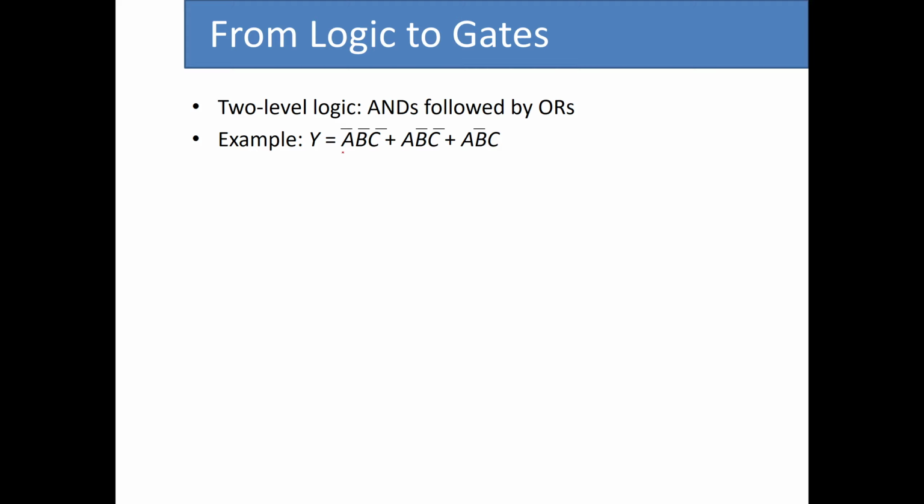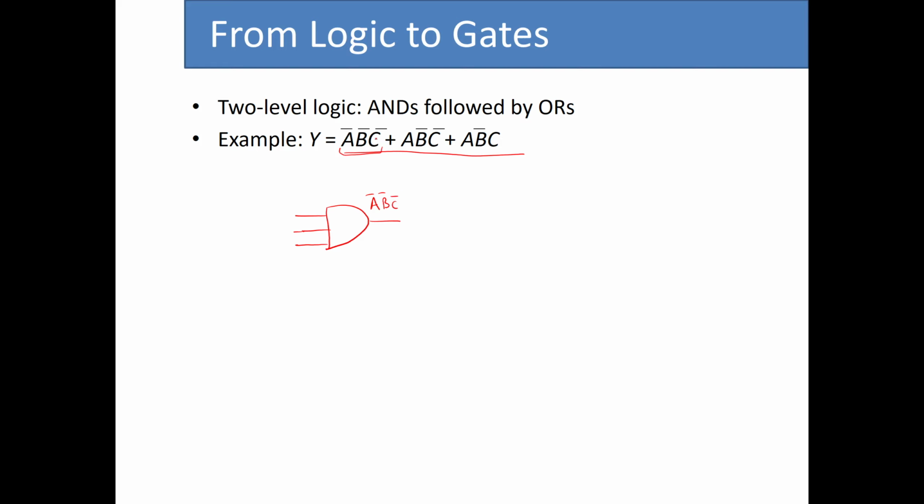So we have this function y equals a bar b bar c bar plus a b bar c bar plus a b bar c. And let us go through what we know from before on how to implement this. So first we have this term, which is the AND of a bar and b bar and c bar, and we know that we can use a 3-input AND gate to accomplish that. So we have this AND gate that has 3 inputs, and its output is going to be a bar, b bar, c bar.